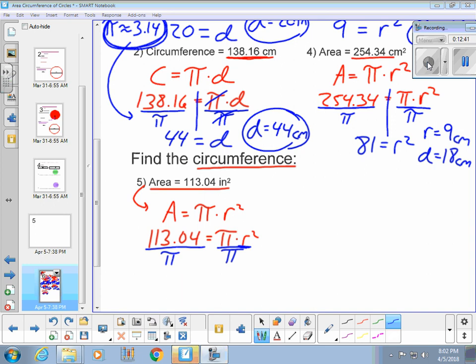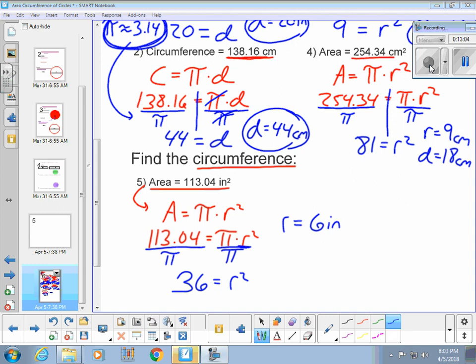So if I divide both sides by pi, I get 36 on this side. If I divide by 3.14, I get 36 equals r squared. And again, that's my radius times itself gives me 36. So what is the radius that I want? It would be 6, in this case, inches, right? Okay, so far so good.